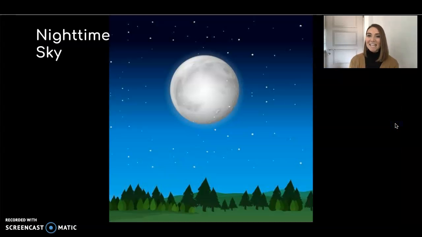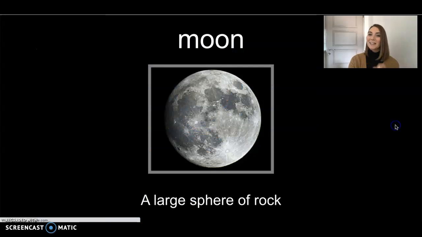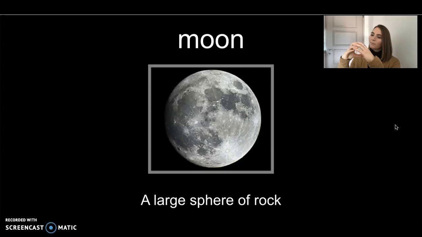Now take a look at the nighttime sky. What do you see in the nighttime sky? One thing that I see is the moon. The moon is a large sphere of rock. Think about a rock. Does a rock give off its own light? It does not. The moon is a rock. It is not a star because it does not give off its own light.